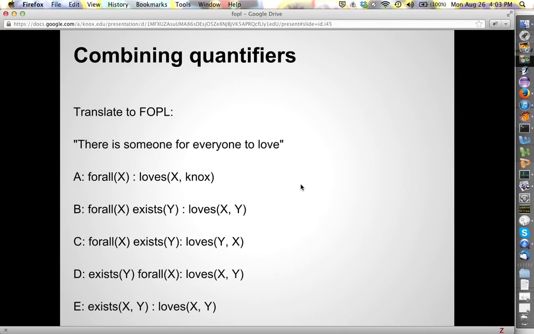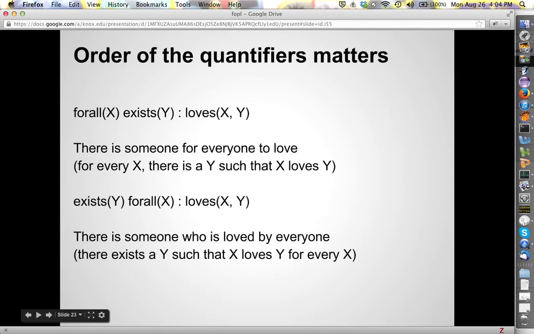What did you come up with? Did you come up with this one? For all x, there exists a y such that x loves y. In other words, loves(x, y). I've decided that the loves predicate is going to mean that x loves y. So there is someone for everyone to love. For all x, there exists a y such that x loves y. For every x, there's some y where x loves y.